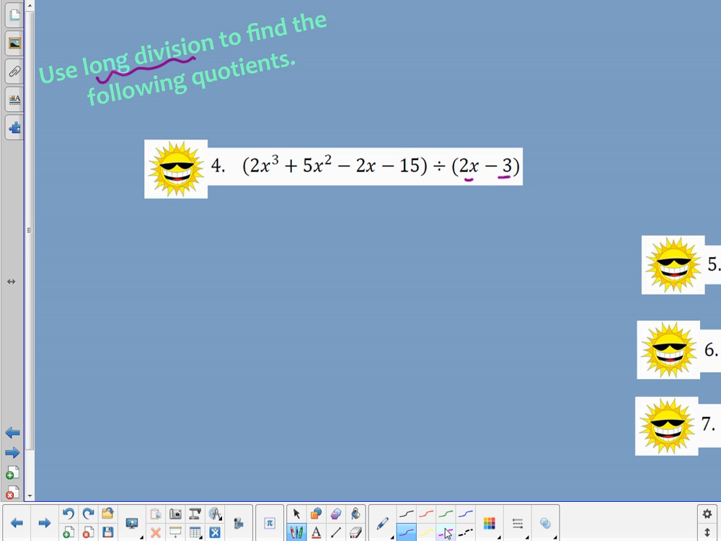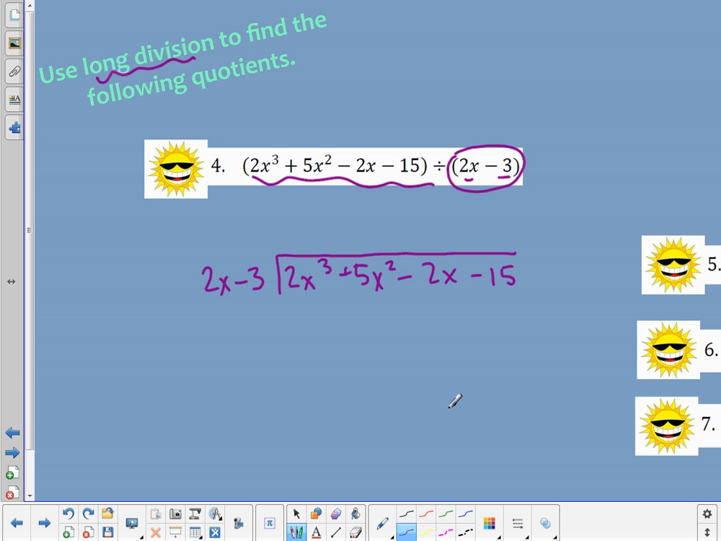Now our long division setup is just like our long division setup was back in 3rd, 4th grade when you learned how to divide. I take the divisor and put it outside of the box, and I take the dividend, what I'm dividing, 2x to the 3rd plus 5x squared minus 2x minus 15, and that goes inside the box. So now I have my long division box set up, just like we had back in 2nd grade, 3rd grade, whenever you learned how to divide. It looks the same, and the process is going to be the same.